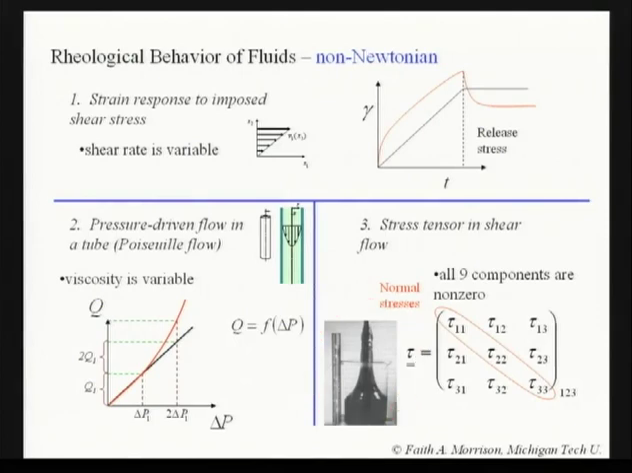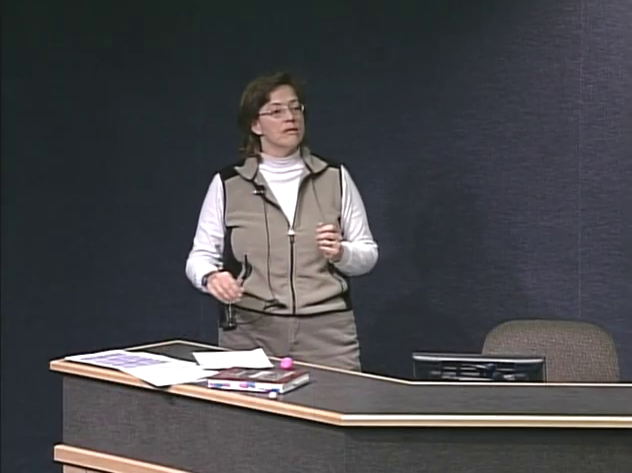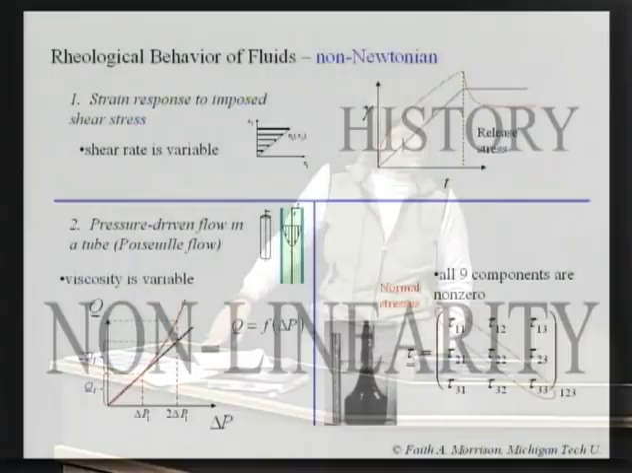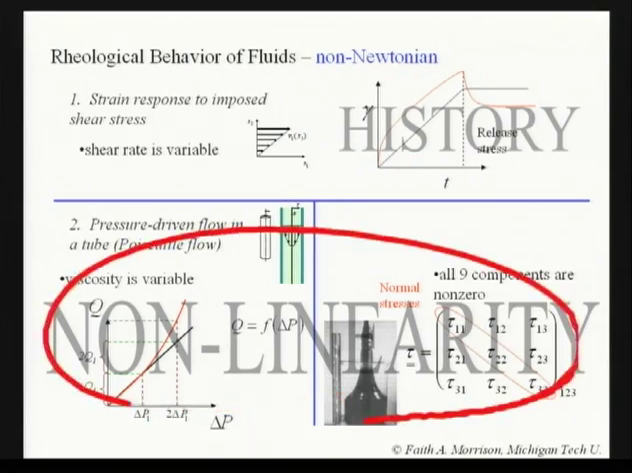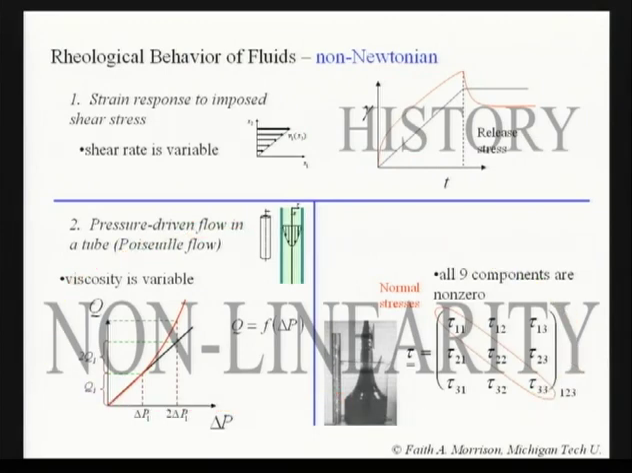So if you've ever done any cooking with flour, if you make a thick batter on a mixmaster, it sometimes crawls right up into the motor of the mixmaster, making an enormous mess. That's rod climbing. That's a non-Newtonian effect. So we're going to see in the video examples that are due to history, so memory, and examples that are due to non-linearity. So you can have two kinds of non-Newtonian effects.